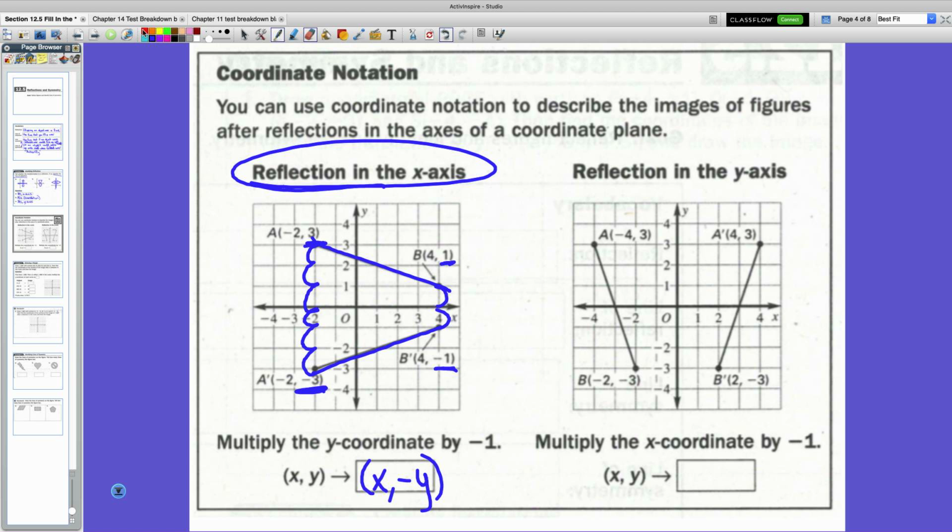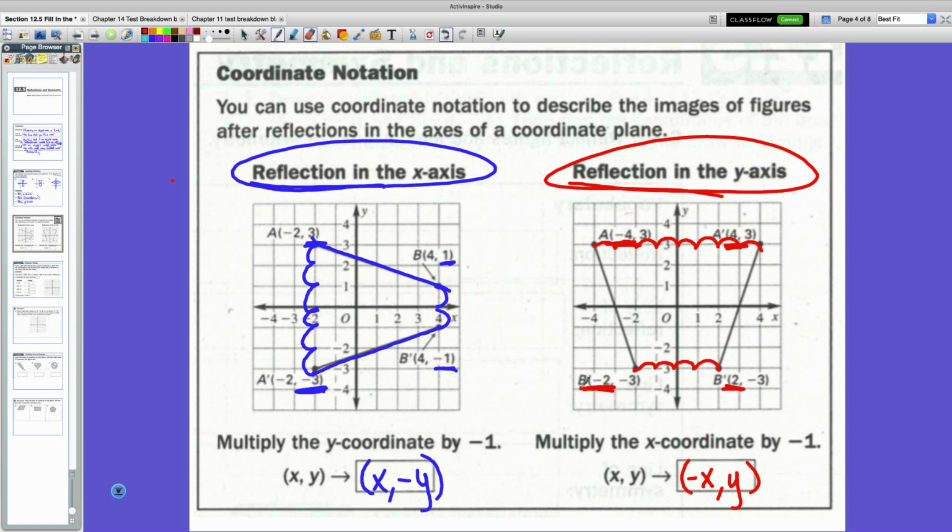The second rule is reflection in the y-axis, and that rule is (x, y) goes to (negative x, y). Again, if we're reflecting over the y-axis, all that's changing is the x. I'm moving side to side, not up or down. 1, 2, 3, 4. All I'm changing is the x value. If it's positive, it goes to negative. If it's negative, it goes to positive. Make sure you have these two rules written down. They're super important. Star them, box them, make them stand out in your notes because you're going to want to be able to locate them.